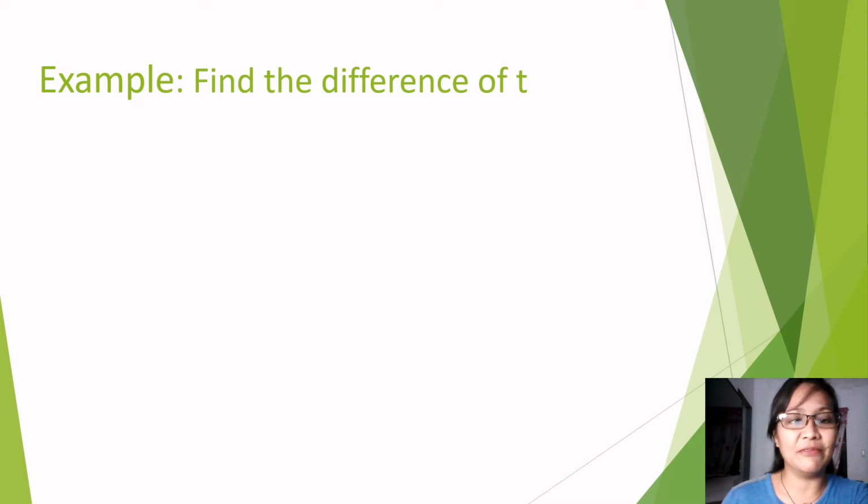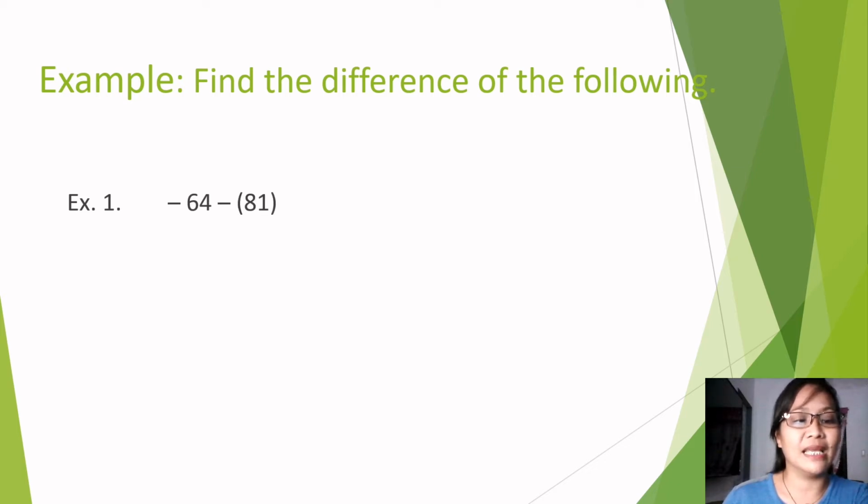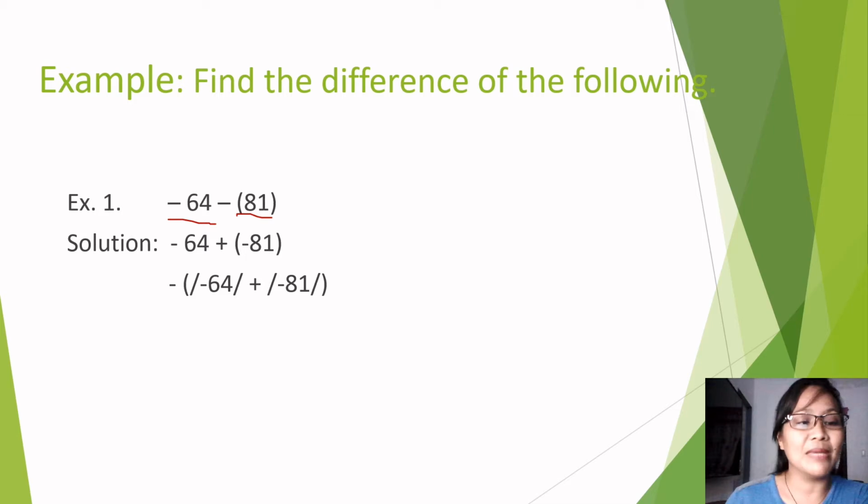Example, find the difference of the following. For example, number 1, negative 64 minus 81. Solution. So, first, copy the minuend, which is negative 64. Tapos, subtraction sign, palitan ng addition sign. And then, yung ating subtrahend, palitan natin siya from positive to negative and then copy the number 81. Next, copy the common sign kasi nasa addition na tayo, negative sign, and then get the absolute value of 64 plus the absolute value of negative 81.